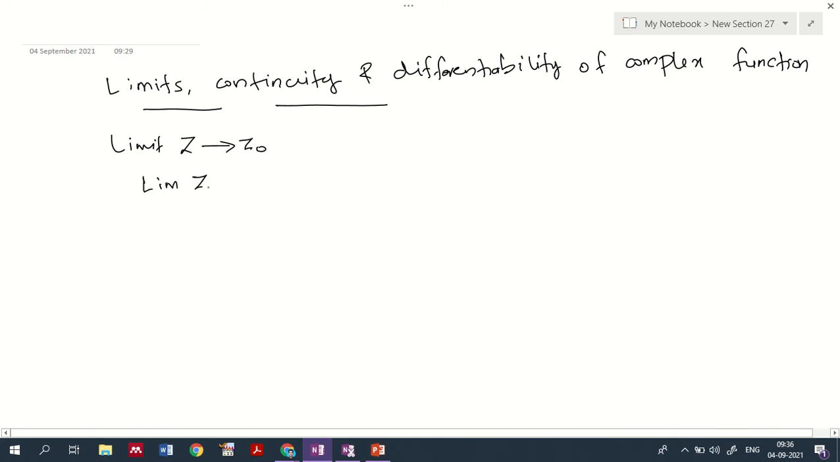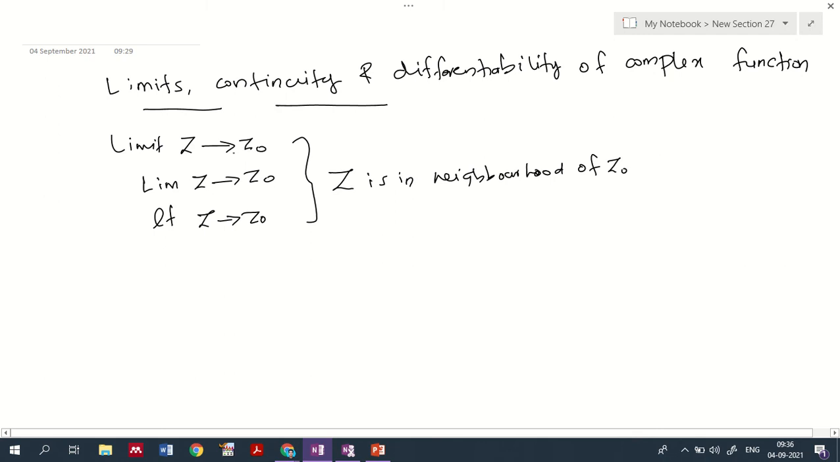You can represent it as limit z tends to z0. All it means is that z is in the neighborhood of z0, very near to z0. This arrow represents z tending to z0, that is, z is approaching the value z0.